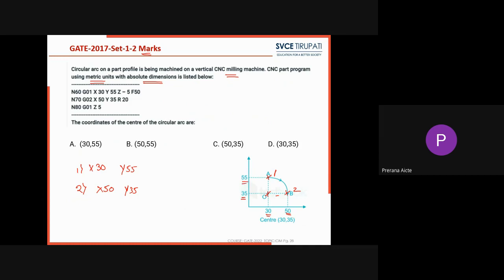Then how the arc is going to be drawn: the point of the arc is nothing but 30 comma 35. So this is the center of the arc. If we have the center, we can draw the arc. For the center, as in the given problem itself, we can identify it. On its x-axis it is 30, and on its y-axis it is 35. So this is where the answer lies.